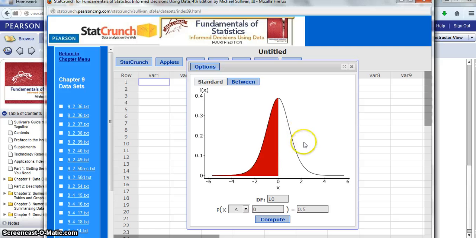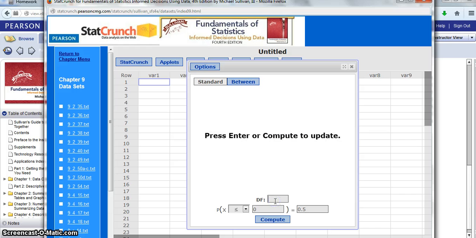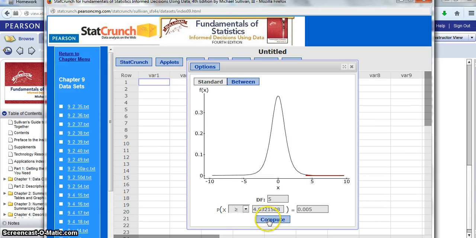And so again, it looks very much like a normal model. It's just a little bit wider, I think, than the normal model. So here our degrees of freedom are 5, and I want the area in the tail to the right to be 0.005. I think they said greater than. And there's our value. That's our t-value, 4.032.